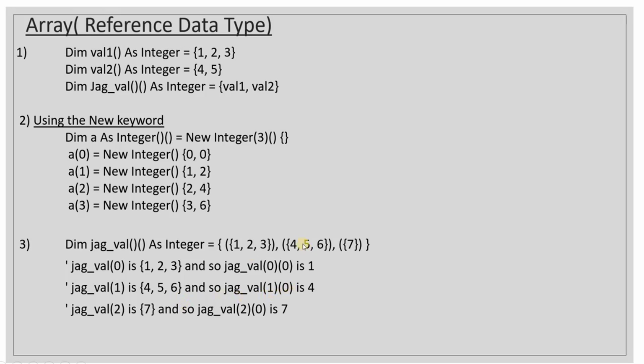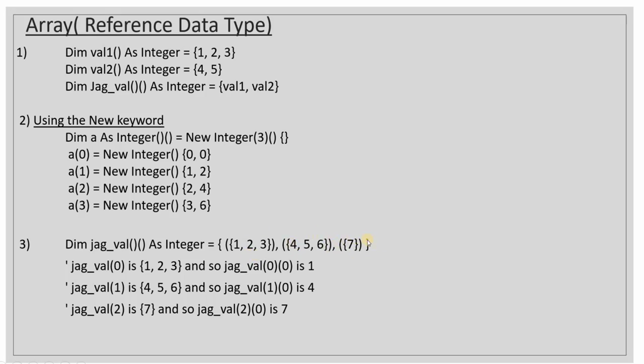So jagged val 1, 0 means row 1, column 0, which is 4. First row, first column is 5. First row, second column is 6. And this is the second row, the zeroth row, first row and second row. Now the second row's 0 column is 7. You can see guys here these are different dimensions. This is 3, this is 3 and this is only 1.